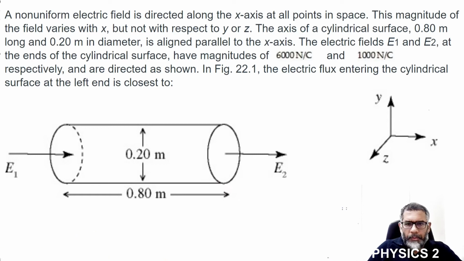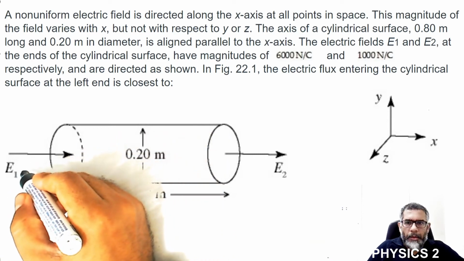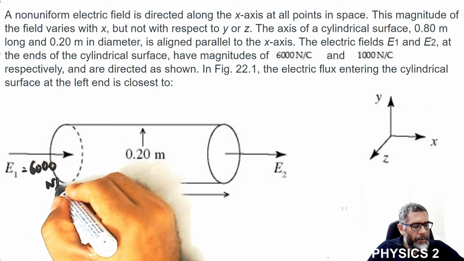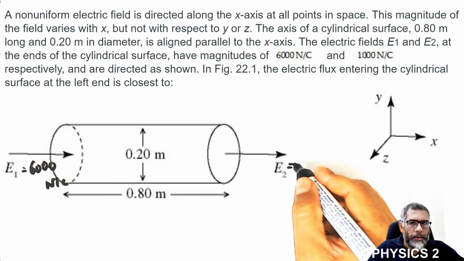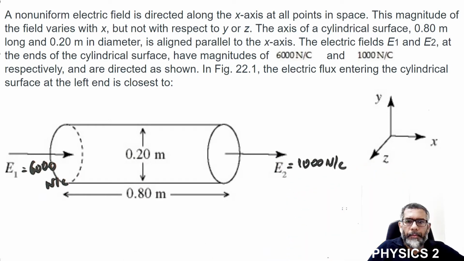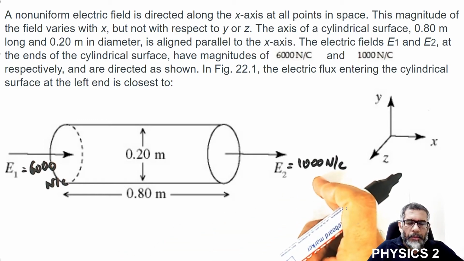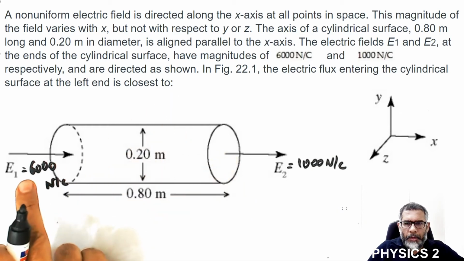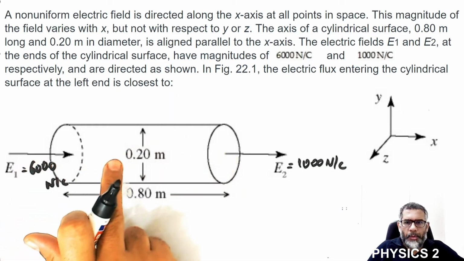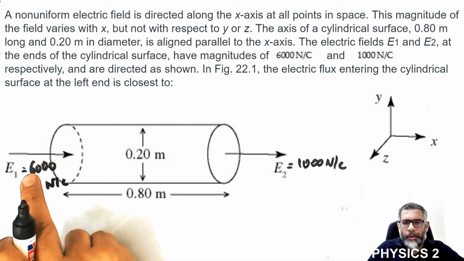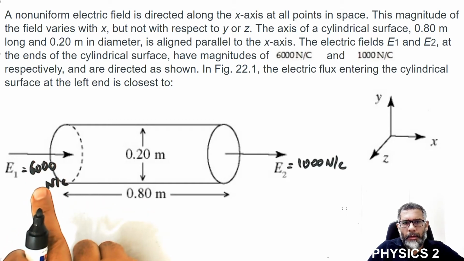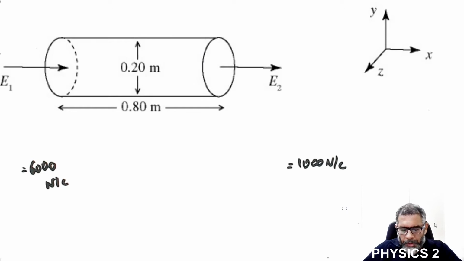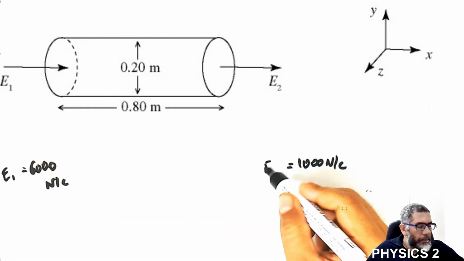Let's put this as E1, 6000 Newton per coulomb, and E2 is 1000 Newton per coulomb. But E2 is not going to change anything for the question, because the question only asks what is the entrance flux into this cylindrical volume. So we're going to use only E1 to calculate the flux into the volume. So this is E1, this is E2.